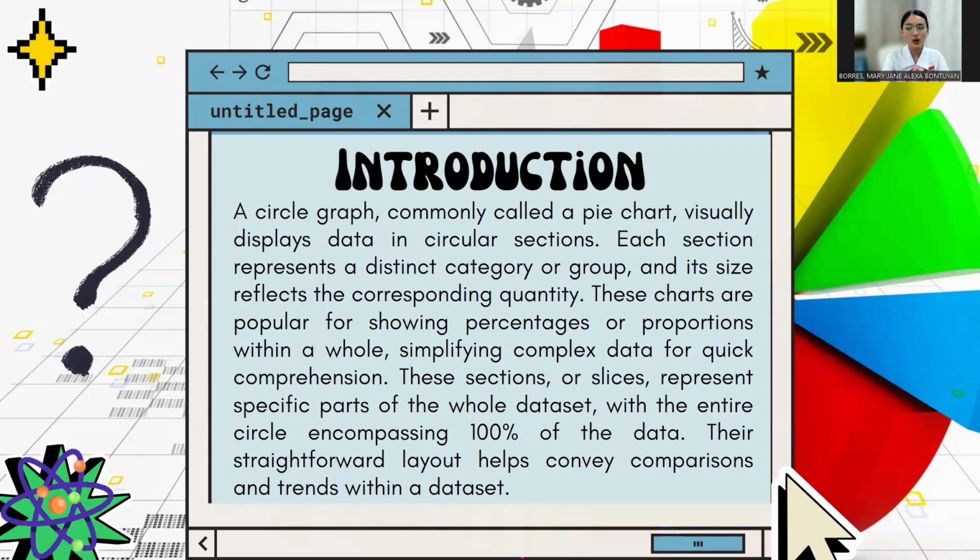These sections or slices represent specific parts of the whole dataset, with the entire circle encompassing 100% of the data. Their straightforward layout helps convey comparisons and trends within a dataset.